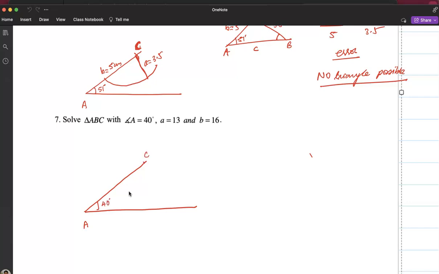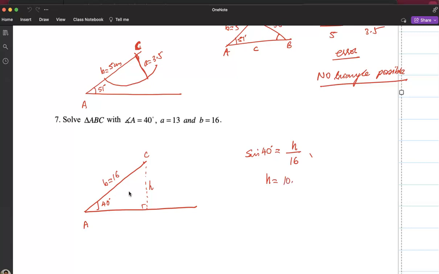B is 60. What is the height of the triangle? Suppose you get the height of the triangle. Can you do that? So what will you do? Sine 40 is equal to h upon 60. So what will h be? 16. Then you'll use the height, 16 into sine 40. That's 10.28.